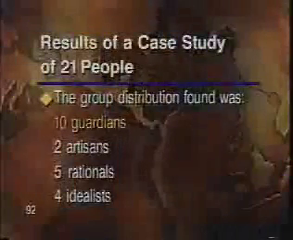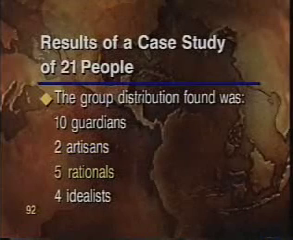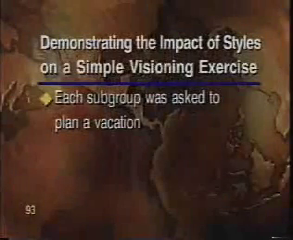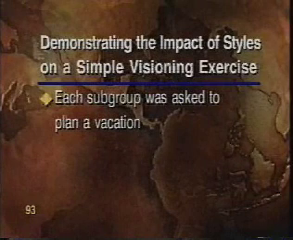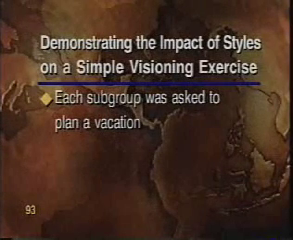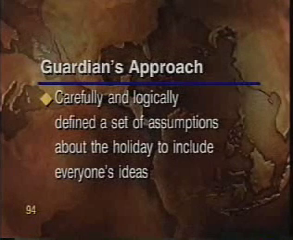About 2 months ago, working with a group of 21 people, we had the group take the assessment and found the members had the following distribution. There were 10 guardians, 2 artisans, 5 rationals, and 4 idealists. To demonstrate the impact on how they would approach a simple visioning exercise, they had to plan a vacation in their respective subgroups. As anticipated, the guardians very carefully and logically defined a set of assumptions about the holiday, careful to include everyone's ideas and ensuring everyone remained part of the group.